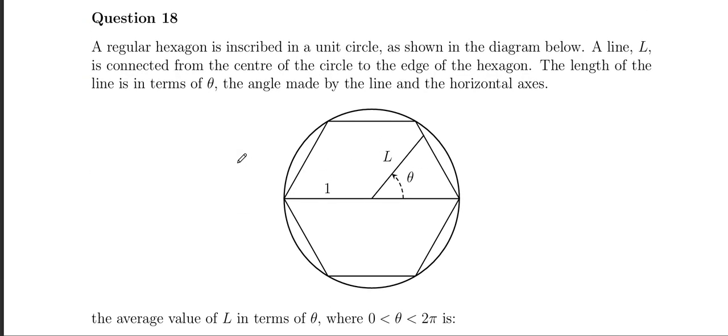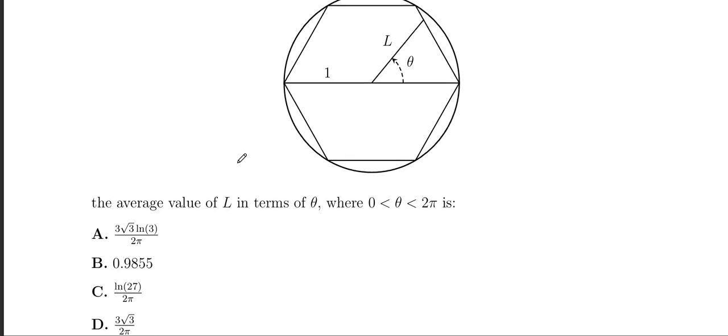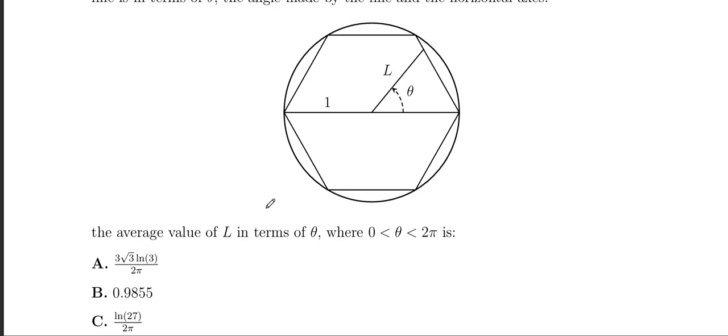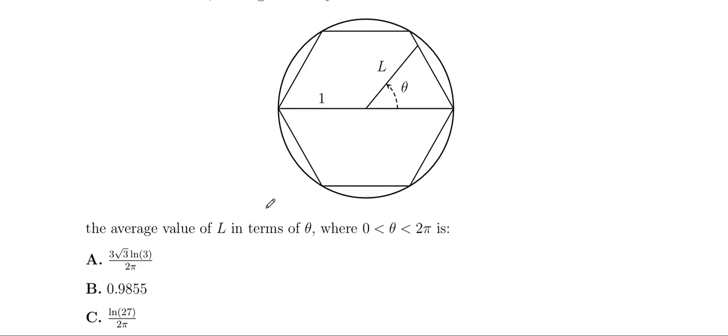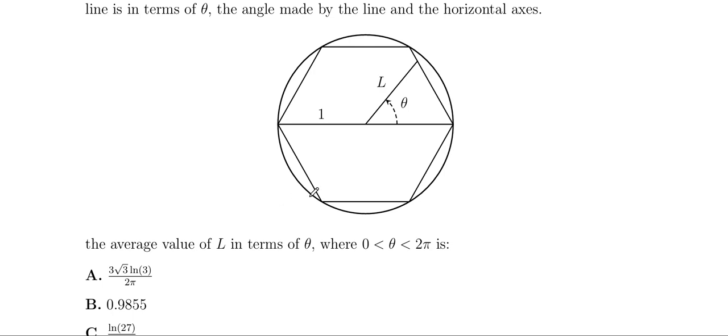All right, regular hexagon, line L, blah, blah, blah. The average value of L in terms of theta is, okay, so we need to find the average value of L. To do that, we need to find what L is in terms of theta. So let's take out this triangle. This is L, this is 1. I hope you can see that, because this is 1. Therefore, that also has to be 1. And this angle here is pi on 3.